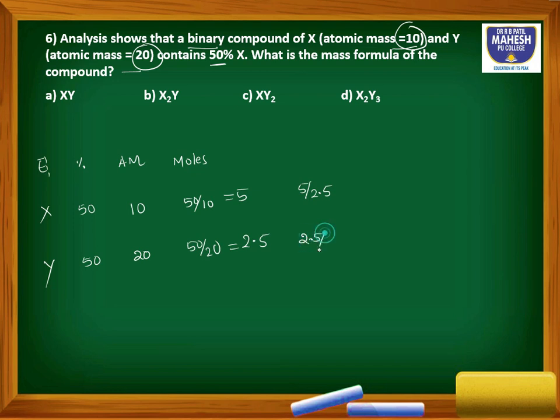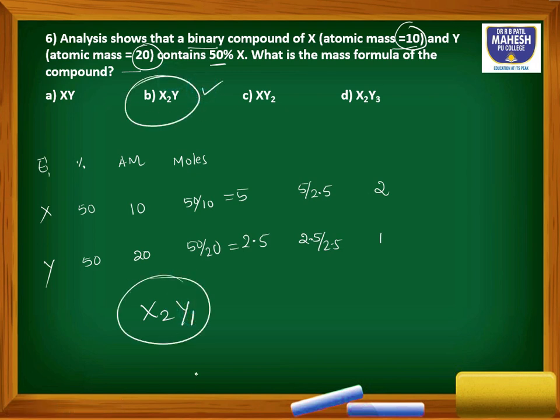So here 2.5 divided by 2.5. So number of atoms in this case is going to be 2. Here it is 1. So how many X are there? 2. How many Y are there? 1. What is the formula? X2Y. Which one is the correct option? Option B.